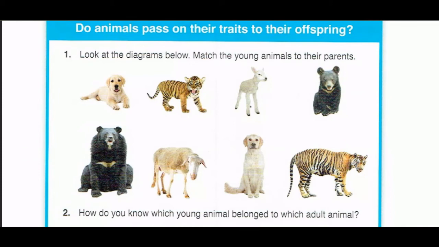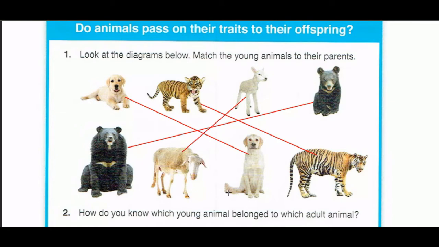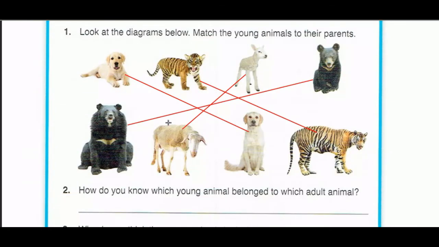This is a very simple exercise. You just match the young with the parents. As an example, we have here the big bear and the baby bear. We have here the dog, the puppy, and the parent. We have here the tiger, and we have here the sheep. So it's easy to see the parent of someone.